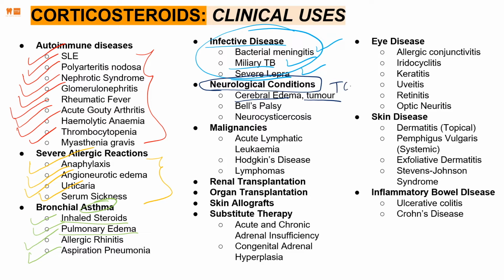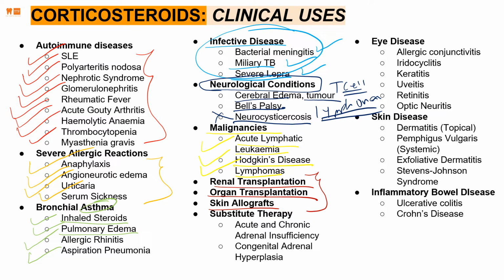Tumors for T cell suppression, such as in lymphomas. Remember that, guys. Bell's palsy, and of course neurocysticercosis. Not important to know? Don't worry about it. Okay. Malignancies. Acute lymphatic leukemia, Hodgkin's disease, lymphomas. Okay. Moving on to renal transplant, organ transplant, skin allografts. These are foreign objects entering our body to become our own, so we need immune suppression.